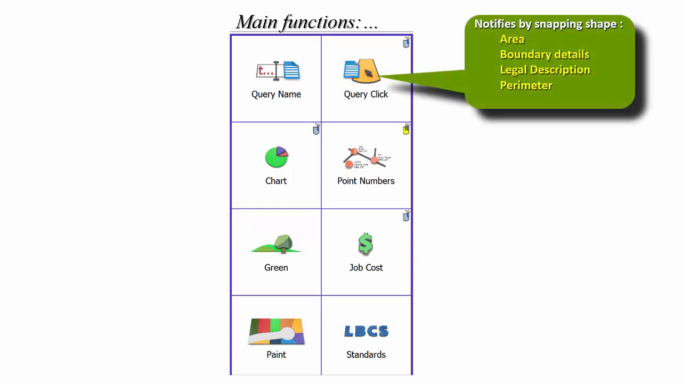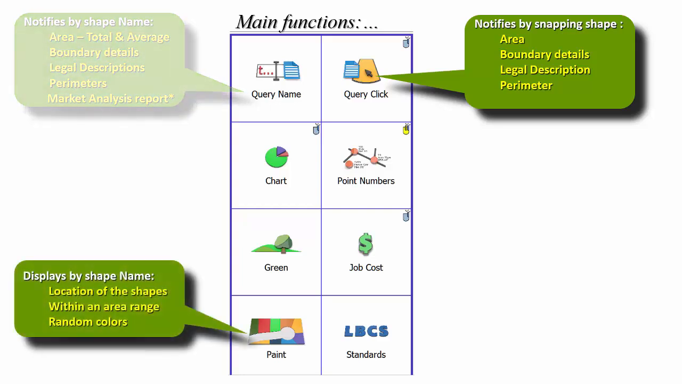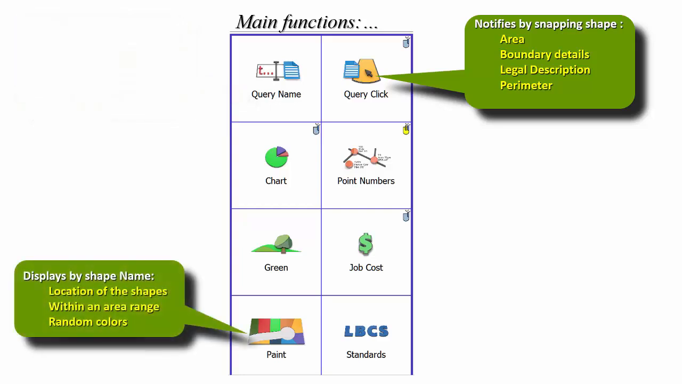And on the upper right, that allows you to query things just by clicking on them. And you'll be able to get areas, boundary, legal descriptions, and things like that. But those are single items. To query by the name of a group, you'll hit query name, like all lots, all pavement, all open space, things like that. And that will give you the same information, but also is tied into market analysis, which is a capability of LandMentor.